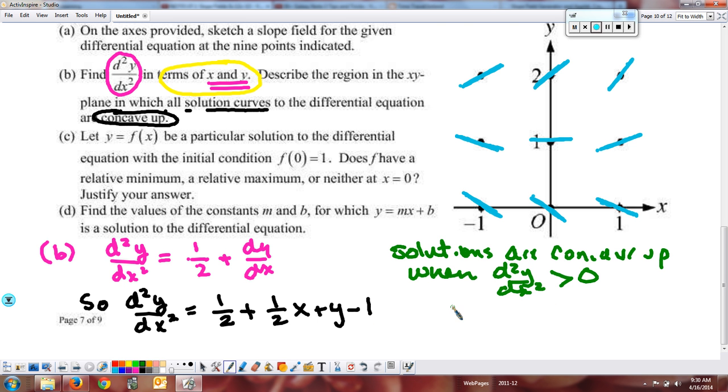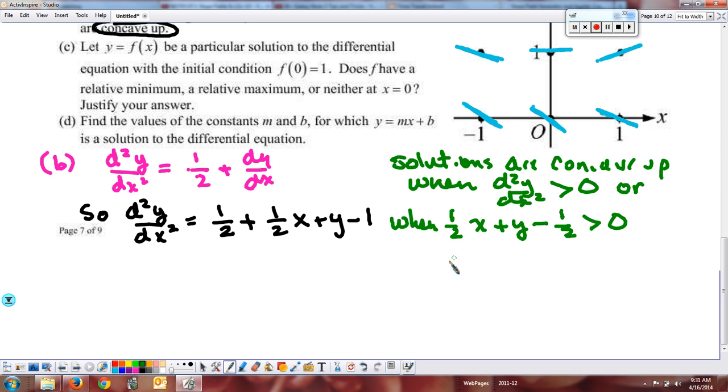Now I need to go ahead and simplify this. My second derivative is 1/2 x plus y, and then we have 1/2 minus 1, so minus 1/2. I need that to be greater than 0. Usually they like you to solve this, and I usually solve it for y since we're graphing an inequality in the plane. y would be greater than negative 1/2 x plus 1/2. So the part of the plane that we're looking for would be all the portion of the plane above the line negative 1/2 x plus 1/2.